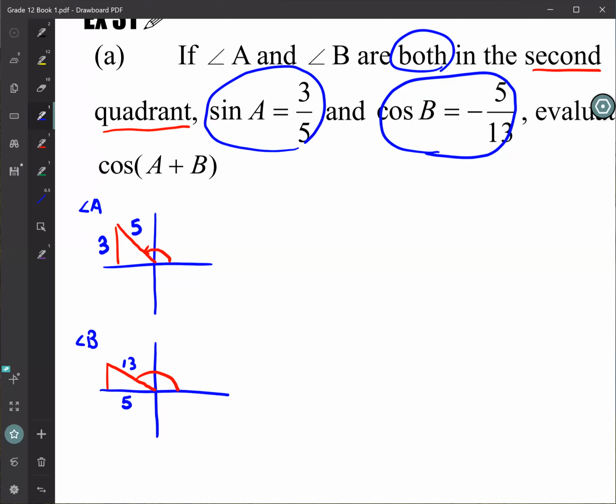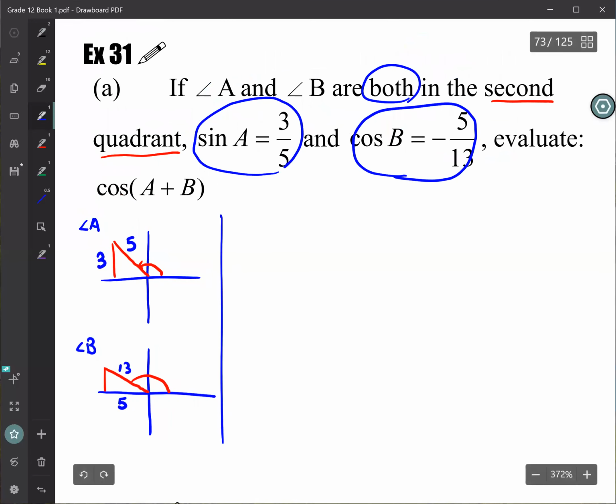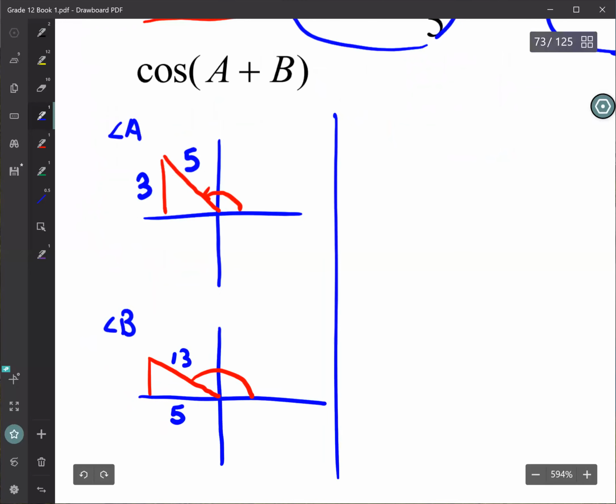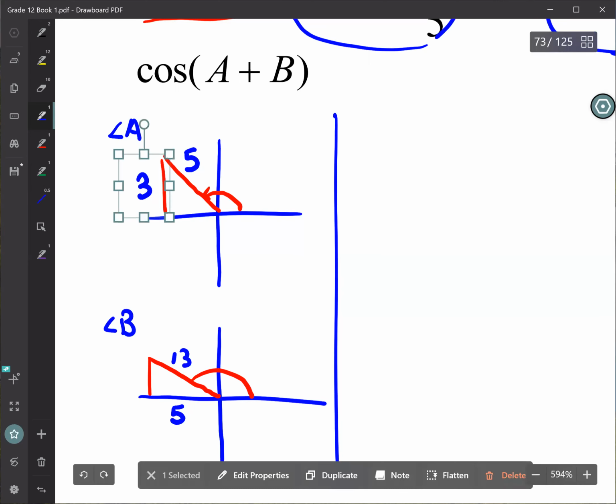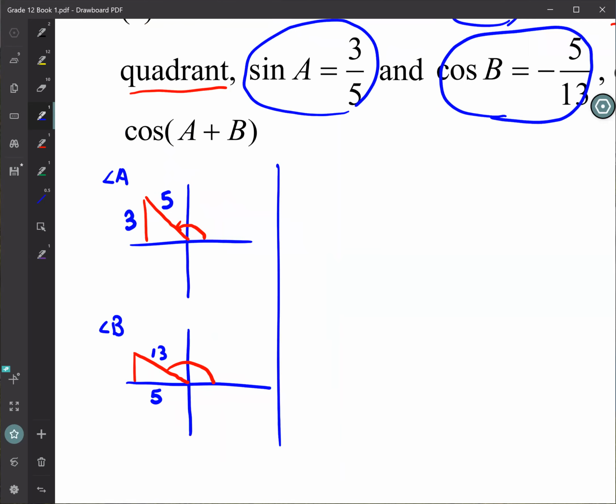Okay. Now what? We put everything in now, right? We drew the angle, we filled in the sides. How is that going to help us find cosine A plus B then? What's the next step? Use Pythagoras. Okay, so you want to find the last missing sides. So you guys try it, right? Each triangle has one missing side. Please use Pythagoras. Find the last one. When you find the last side for both triangles, raise your hand.